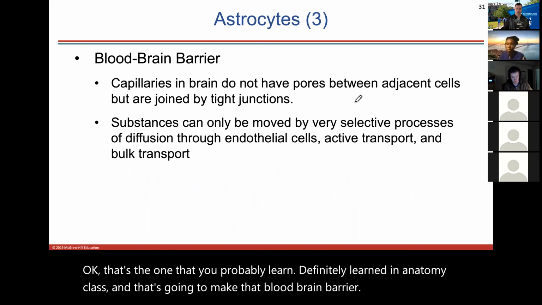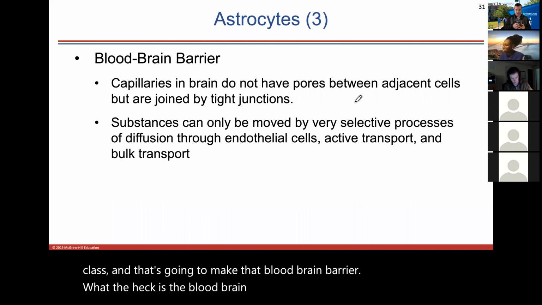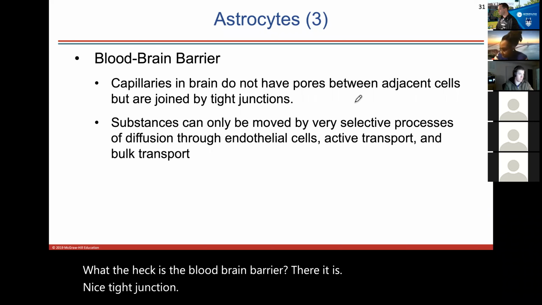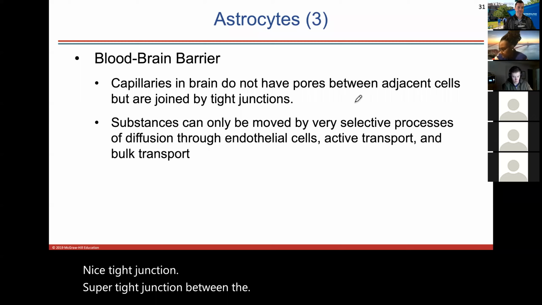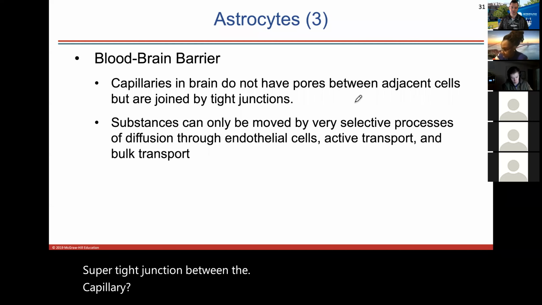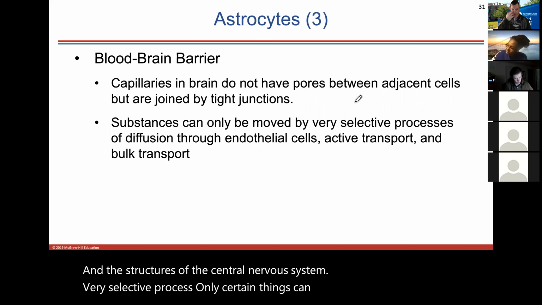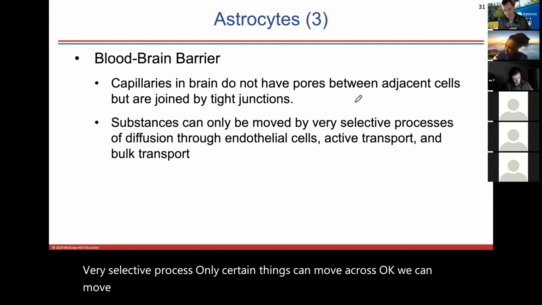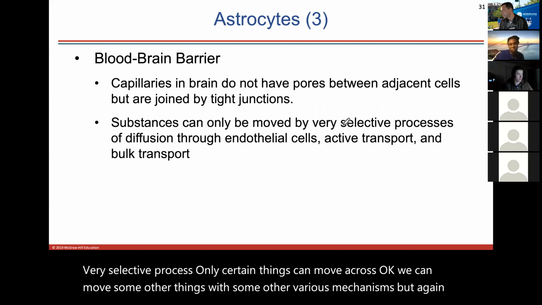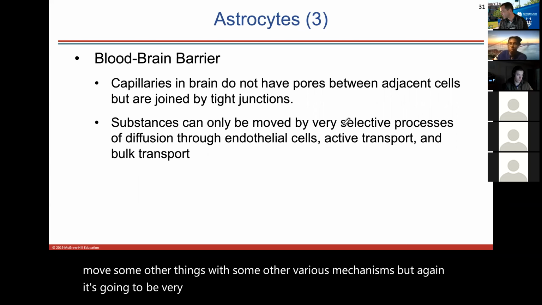What in the heck is the blood-brain barrier? Well, there it is. Nice tight junction, super tight junction between the capillary and the structures of the central nervous system. It's a very selective process. Only certain things can move across. We can move some other things with various other mechanisms. But again, it's going to be very selective.